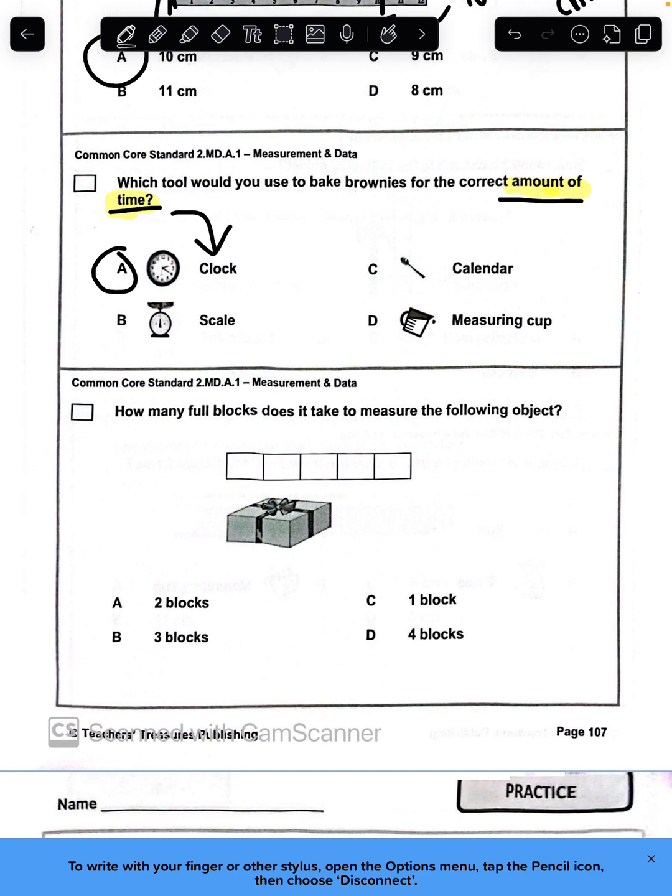Okay. Again, they ask how many full blocks does it take to measure the following objects. So the present here, go from the edge, make a line up, edge, line up. Count how many blocks there are. 1, 2, 3. So the answer is B, 3 blocks.